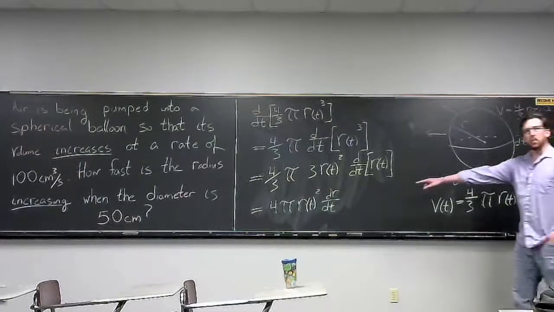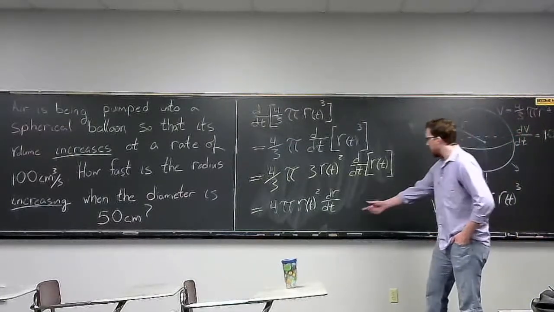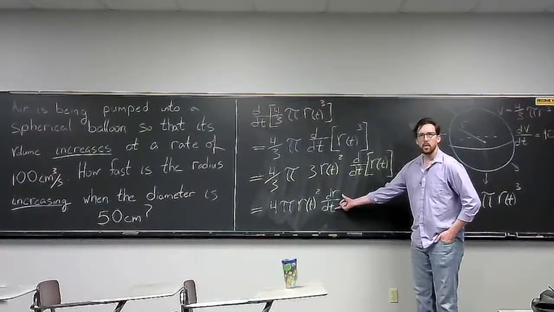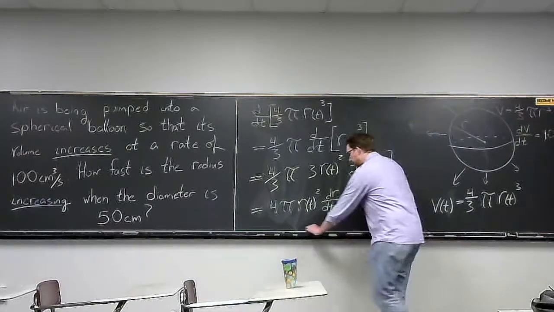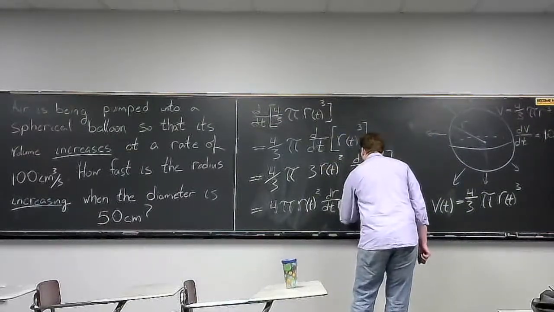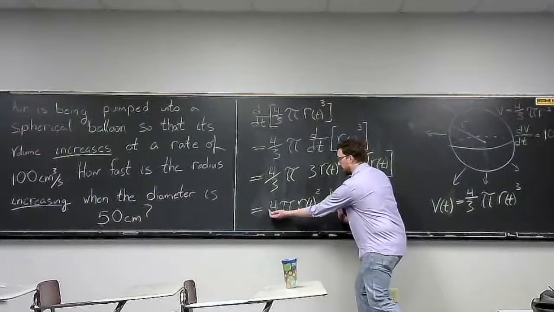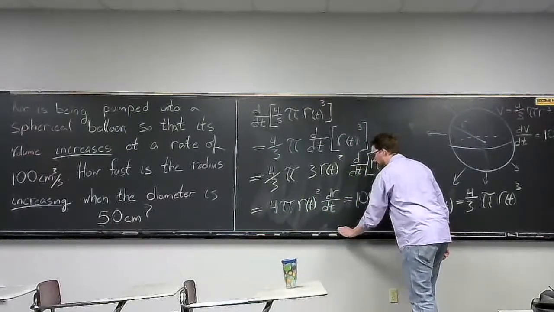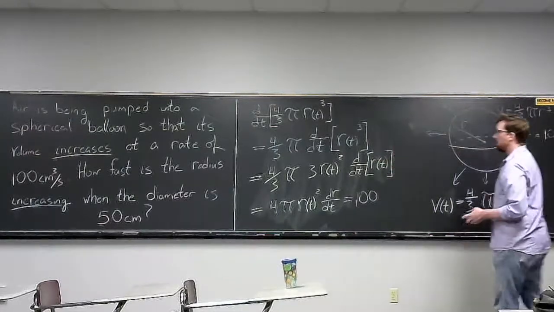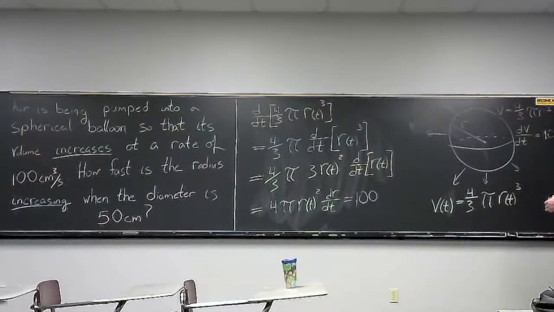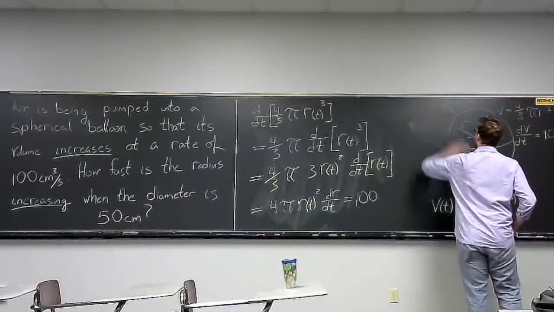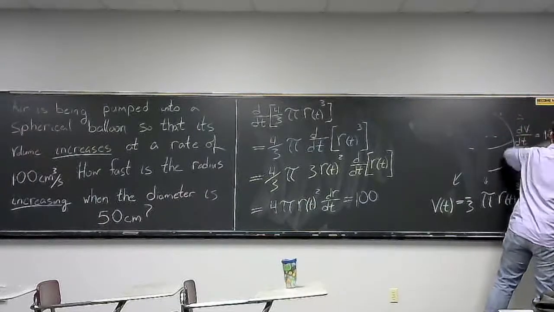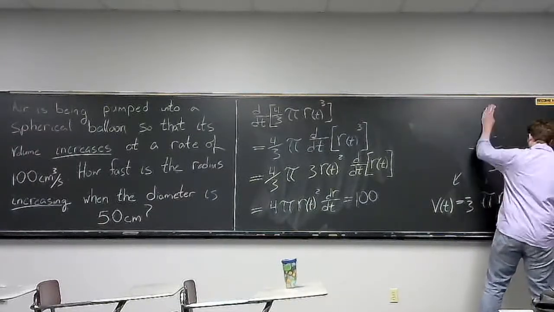Wasn't dr/dt what we were looking for? Yeah, this value right here, right? And we know that all of this has to be equal to 100. So now we have a way of finding out what dr/dt is. So erasing all of this over here on the far right.